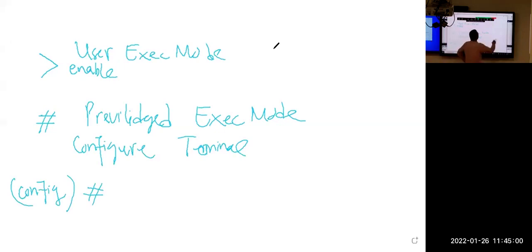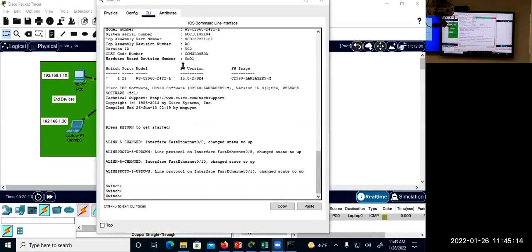So let me do it with Packet Tracer here. You can see it here. Right, so now we see. Right now, I have a greater than mode here. You can see my switch and greater than here, right? So greater than here means right now I am in user exec mode.